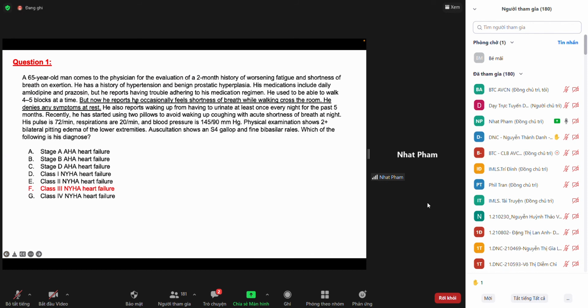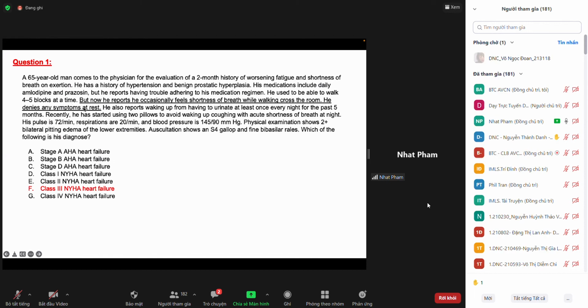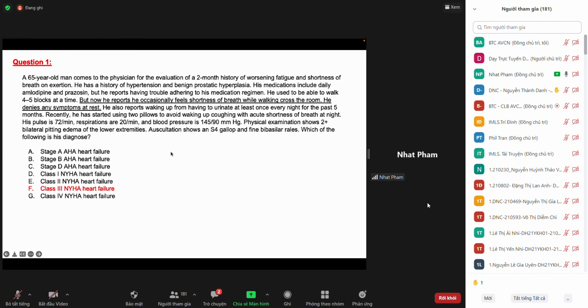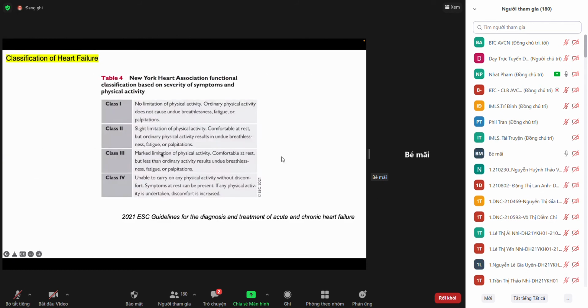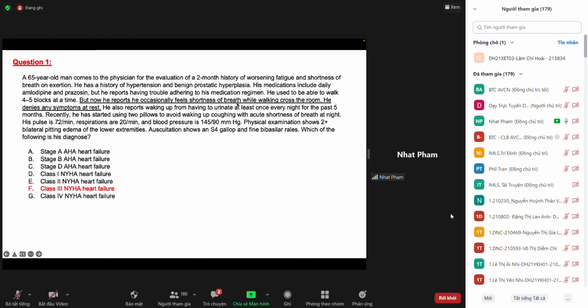The patient complains about an occasional feeling of shortness of breath while walking across the room and denies any symptoms at rest. In this case, the patient has a marked limitation of physical activities, comfortable at rest, but less than ordinary activities result in shortness of breath, fatigue, or palpitation. The patient feels shortness of breath while walking across the room, which is an ordinary physical activity. However, the patient denies any symptoms at rest, so it is not class 4 yet. So in this case, we would say class 3.